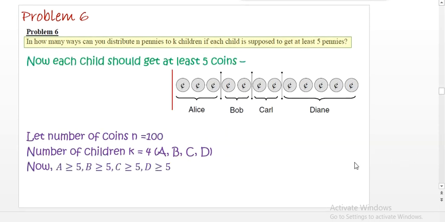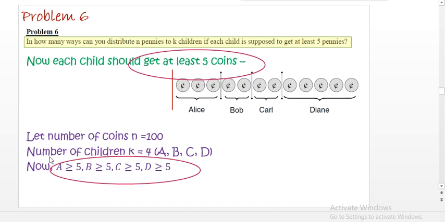So now in our question, what does it say? Our question says each child should get at least 5 coins. Every child should get at least 5 coins. It means Alice should get at least 5 coins. Bob's number of coins should be greater than or equal to 5. Carl's coins should be greater than or equal to 5. Diane's coins should be greater than or equal to 5. Each and everyone should have at least 5 coins.